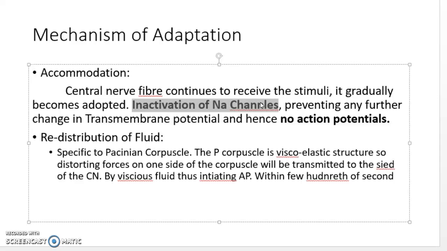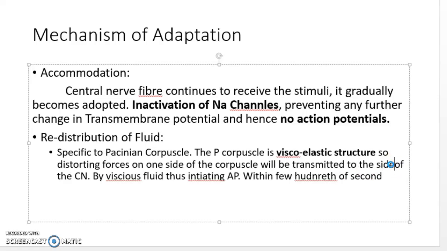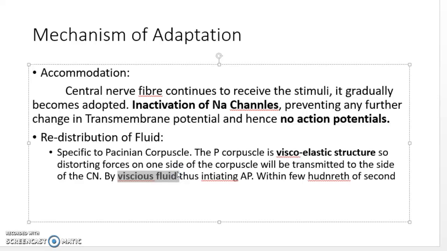The next thing I want to talk about is redistribution of fluids, which applies to the Pacinian corpuscles. The Pacinian corpuscle is a viscoelastic structure, so distorting forces on one side of the corpuscle will be transmitted through a viscous fluid, and this initiates the action potential and prevents any other action potential.